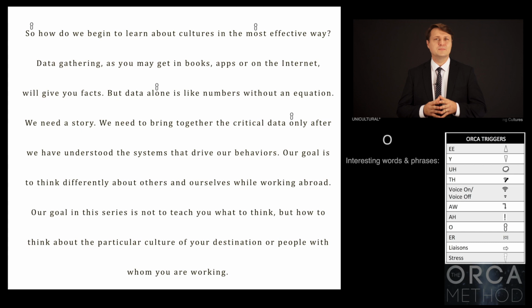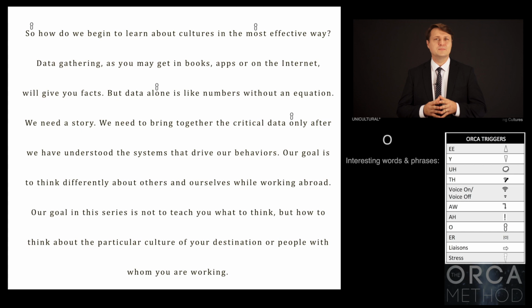So how do we begin to learn about cultures in the most effective way? Data gathering, as you may get in books or on the internet, will give you facts. But data alone is like numbers without an equation. We need a story. We need to bring together the critical data only after we have understood the systems that drive our behavior. Now remember, if you don't see an O, it will never be an O.